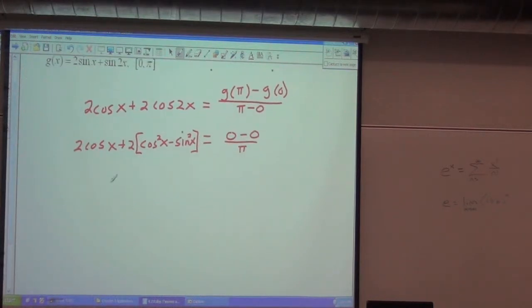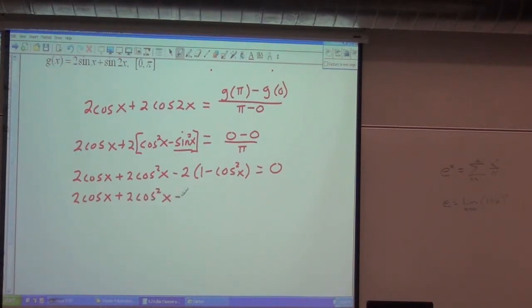Then we're going to run into even more hassles here, because then we're going to get 2 cosine squared minus 2 times sine squared. I don't want that sine squared, so why couldn't I replace the sine squared with 1 minus cosine squared? So now we got 2 cosine of x plus 2 cosine squared of x minus 2 plus, well, I was almost hoping those would cancel out, plus 2 cosine squared of x.